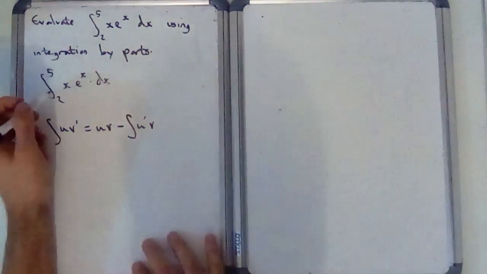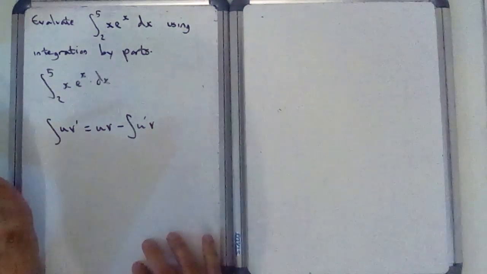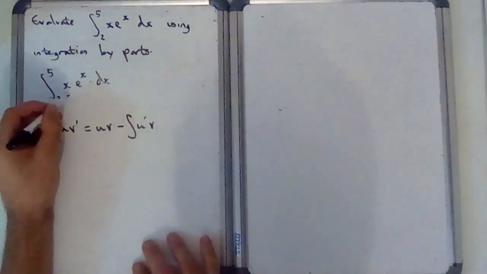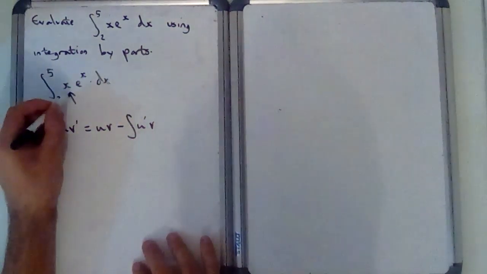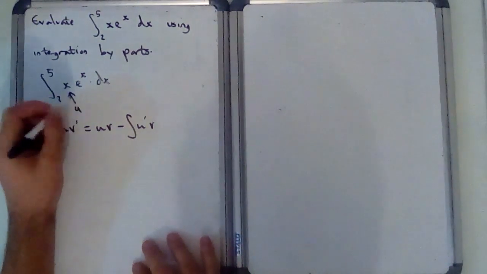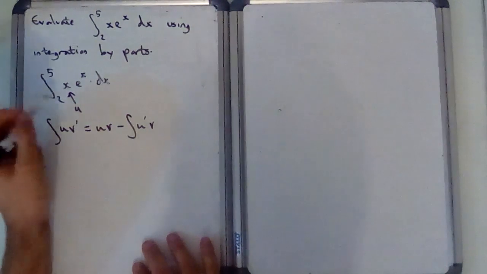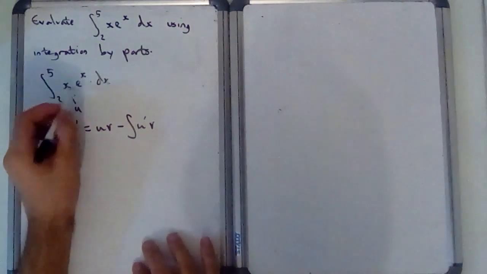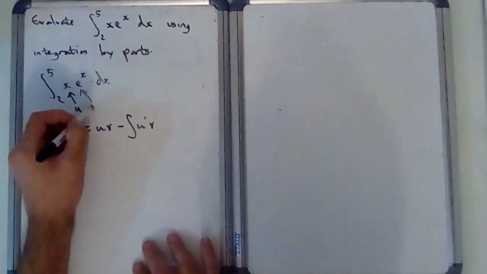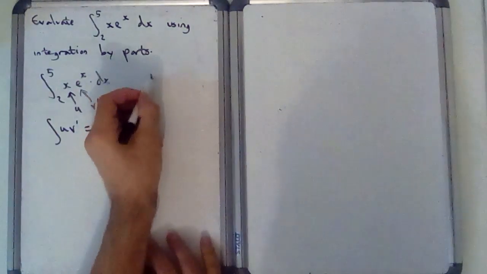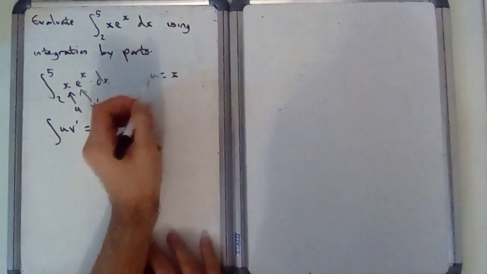So e to the x, whether I integrate it or differentiate it, is still going to be e to the x. But the x, if I differentiate it, is going to be 1, which is really handy. If I integrate it, it's going to be x squared over 2, so much less useful than a 1. So that is going to be my u. e to the x is going to be v dashed, so that means u equals x.